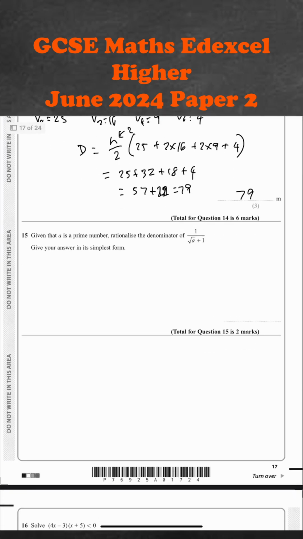Question 15. Given that a is a prime number, rationalise the denominator of 1 over square root of a plus 1. You just do this by multiplying top and bottom by the square root of a minus 1. So that gives us square root of a minus 1 over square root of a plus 1, square root of a minus 1. Root a times root a gives you a.